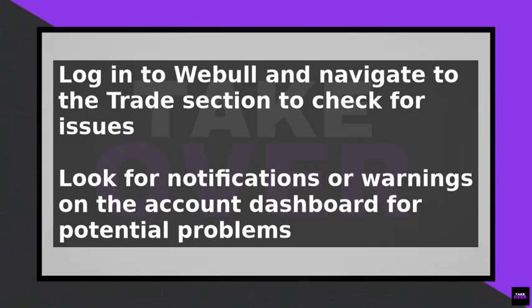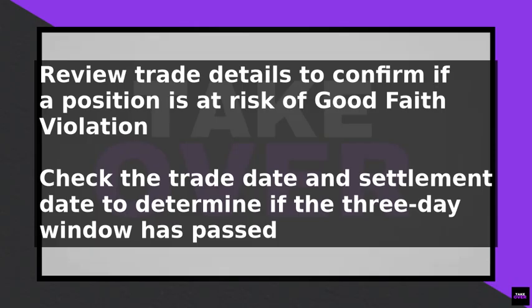You can do this by buying back the same securities you initially short sold, or by depositing the required funds to cover the position. Best practices to avoid good faith violation include closely monitoring your short sale positions, setting reminders for settlement dates, and maintaining sufficient funds in your account to cover potential losses. It is also crucial to understand Webull's specific rules and regulations regarding short sales and GFV.